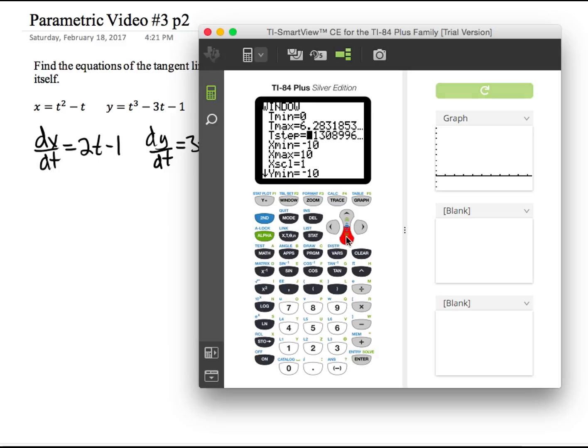The step is pretty small. I'm going to change it to 0.3. I'm just going to go back in time a ways and forwards in time a ways just to see if I can see a good range of values here. Let's just try that. Okay, so there we can see a pretty good view. It looks like the curve is crossing itself somewhere around here.